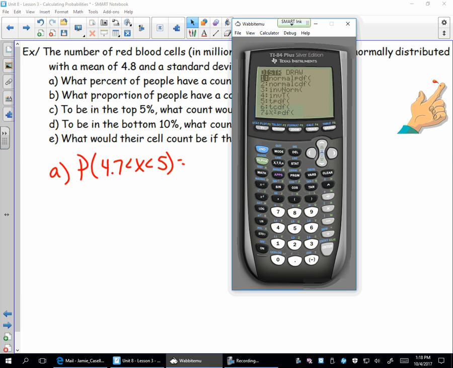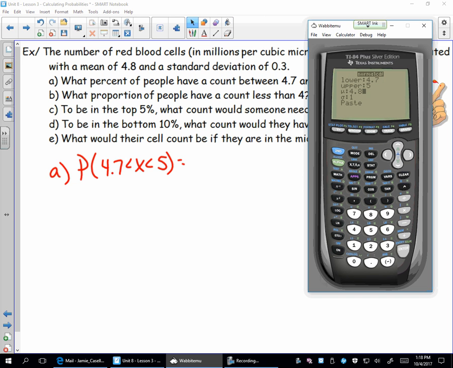Second vars. I'm doing a normal CDF because I'm looking for the probability. I was given boundaries of 4.7 and 5. My mean was 4.8. My standard deviation was 0.3. And hopefully you get 0.3781.